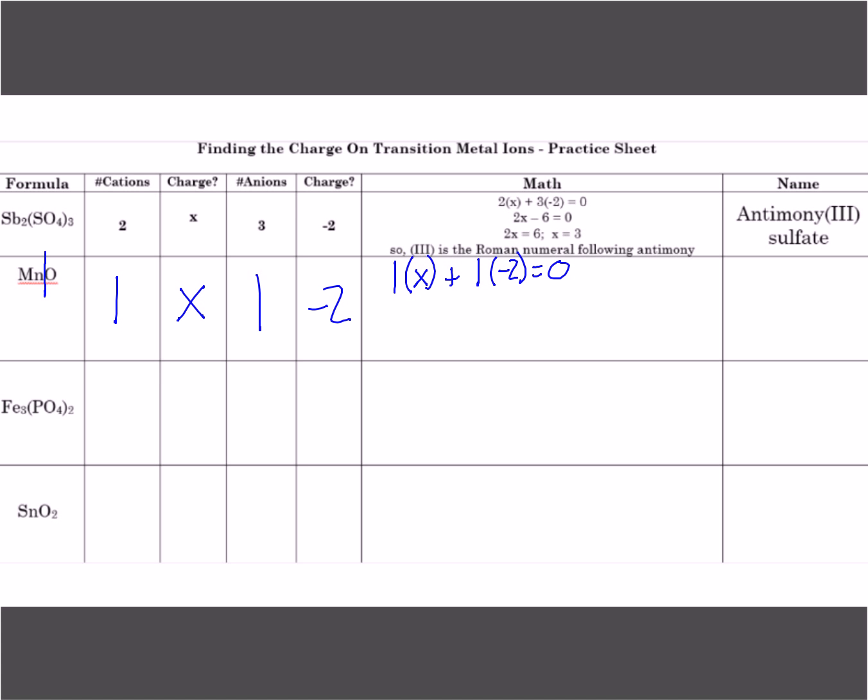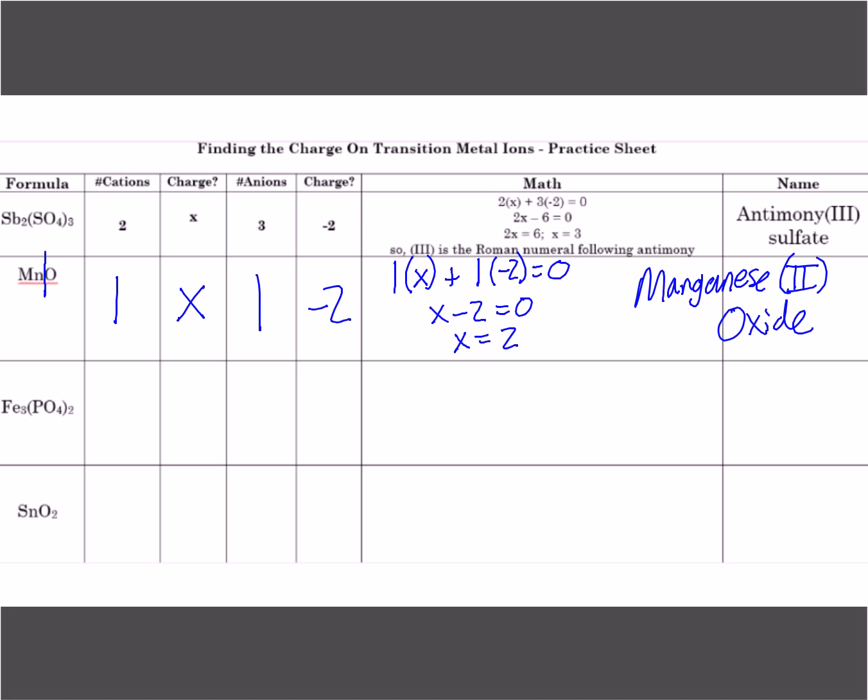All right, so there's our equation. Clear your parentheses. So we get x minus 2 equals 0. When we solve for x, what does x equal? 2. So it's a simple algebraic equation that we have here to help us get it. It'll get us the right answer every single time. So our charge on manganese is 2. So what are we going to call or name our compound? Manganese 2. Then what? Oxide. Manganese 2 oxide. And again, what does that Roman numeral tell us? The charge. It does not tell us subscripts. It tells us the charge.